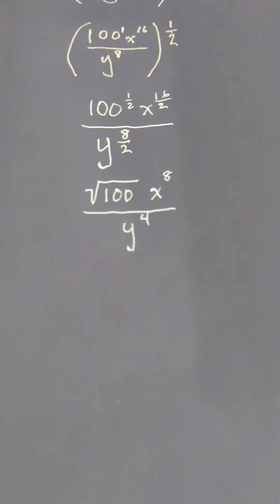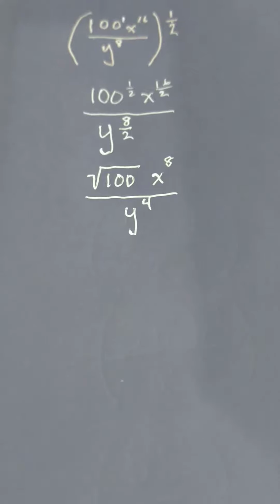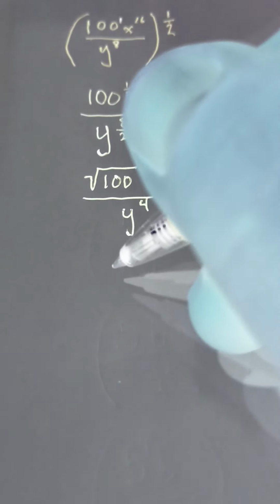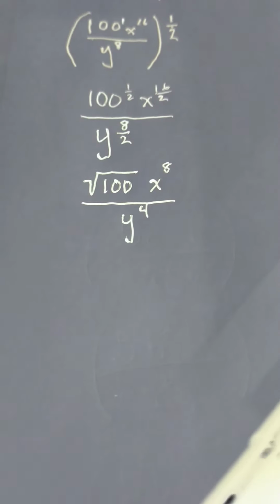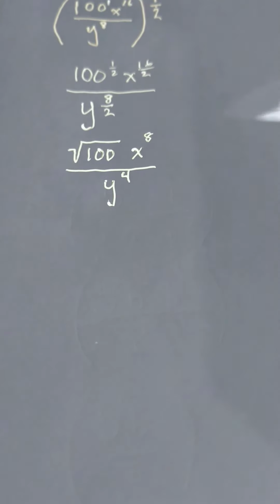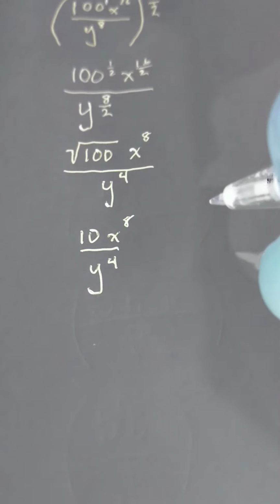Are we finished? No. Whenever you see an operation left undone, you have to do that operation. In this instance, the operation is finding the square root of a number. Square root of 100 is 10. X to the 8 over y to the 4. There's the solution.